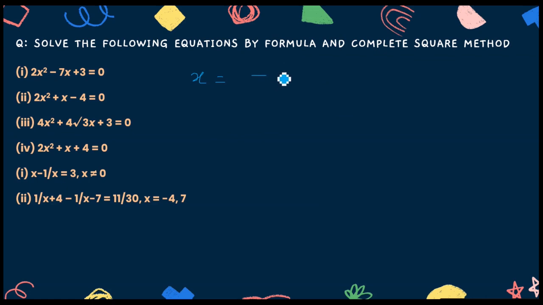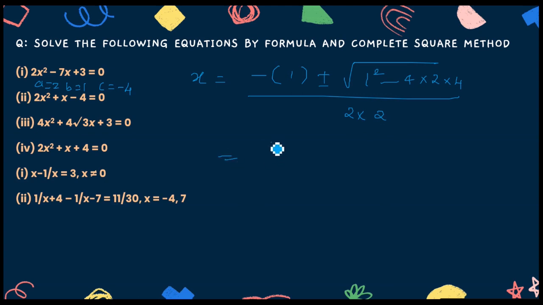So next, second one, x equal to minus b plus or minus root of b square minus 4ac. What is b here? a is 2 here, b is 1 here, c is minus 4 here. So b is 1, plus or minus root of b square means 1 square minus 4 into a is 2 and c is minus 4, divided by 2 into a, 2 into 2.